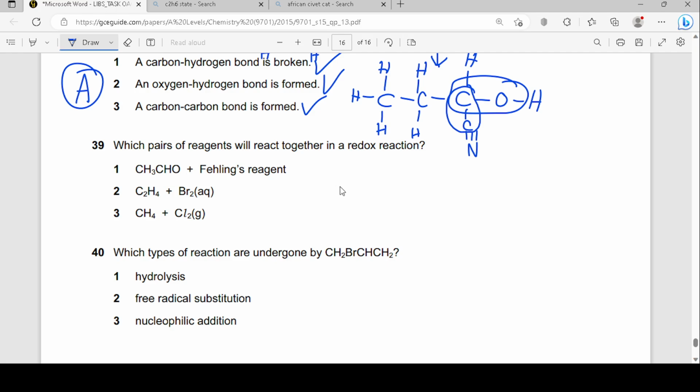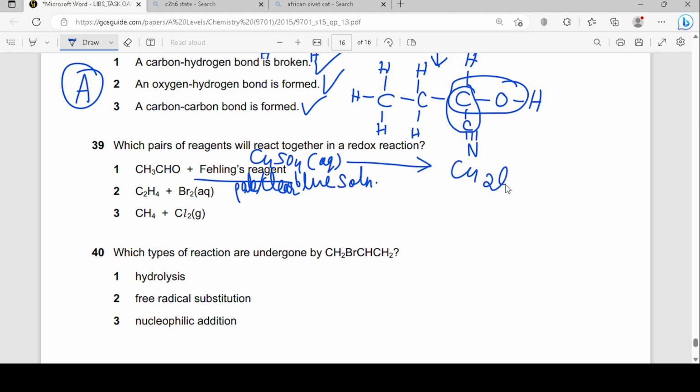Which pairs of reagents will react together in a redox reaction? Redox reaction. Let's see which ones give me a redox reaction. CH3CHO plus Fehling's reagent. Okay. So Fehling's reagent is actually CuSO4 aqueous, which is a clear blue solution, or a pale blue solution, you could say as well. Anyways, it's a light blue solution. So CuSO4, when it reacts with an aldehyde, it becomes Cu2O.